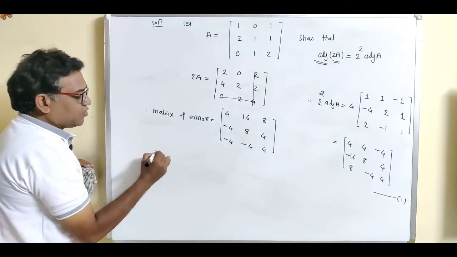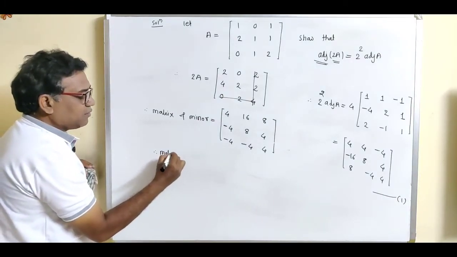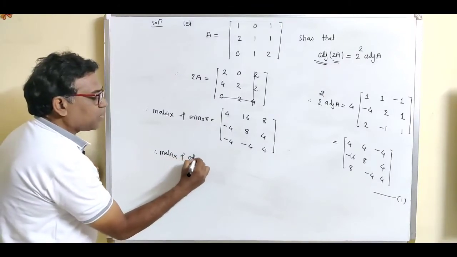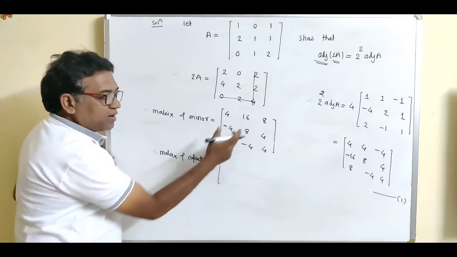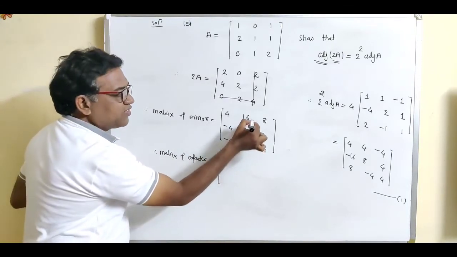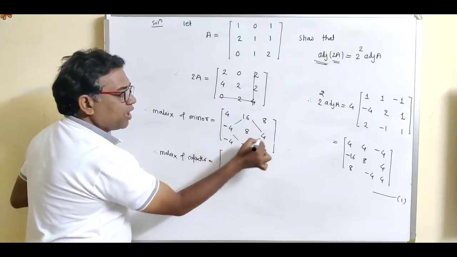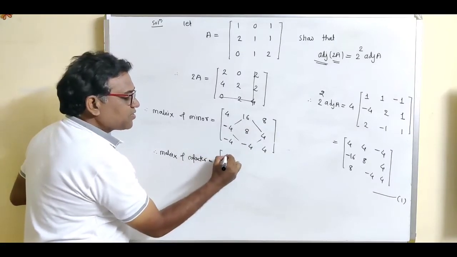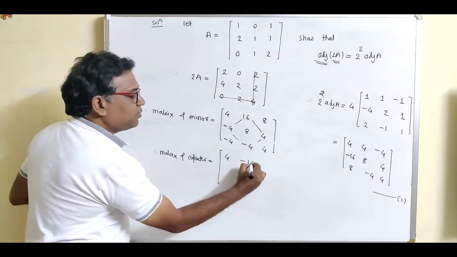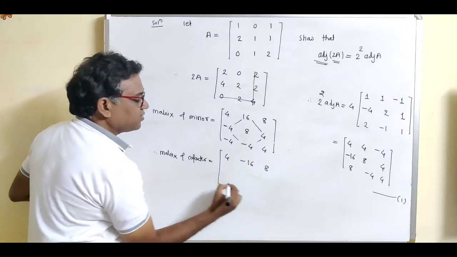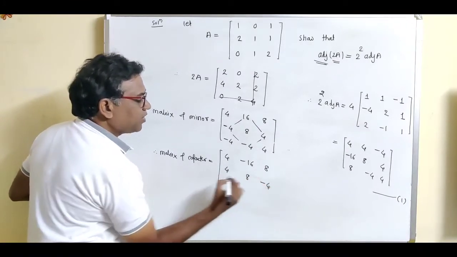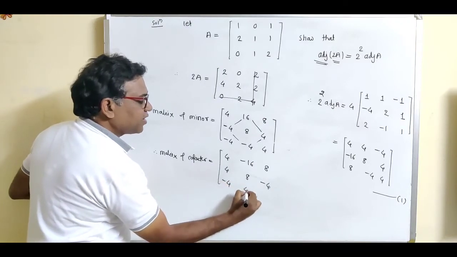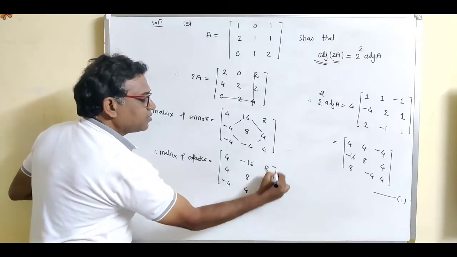Now from the matrix of minor, the next step is to find out the matrix of cofactor. How to get the matrix of cofactor? Just change the sign of these four elements. So write down this first element as it is, change the sign means minus 16, as it is, change the sign means 4, as it is, change the sign means it is minus 4, as it is, change the sign means 4, and as it is means it is 4.